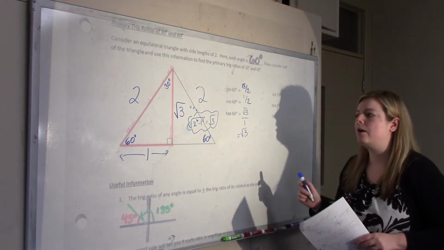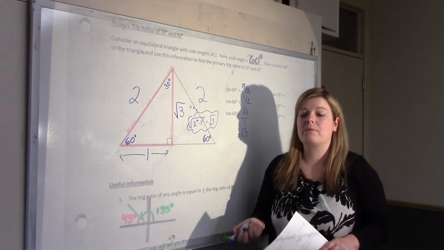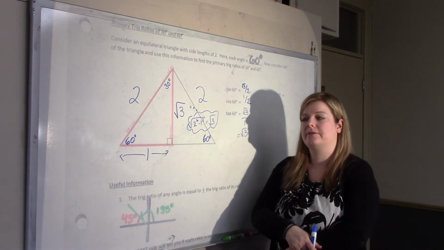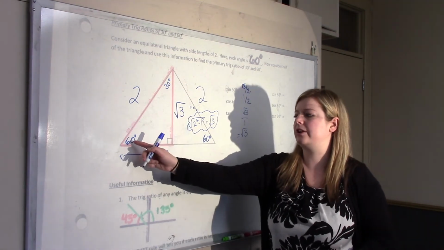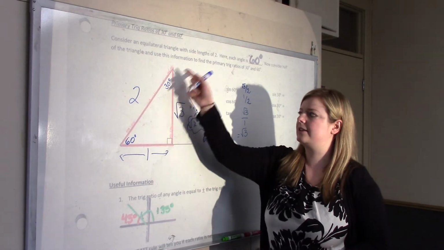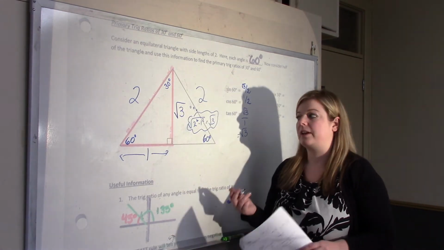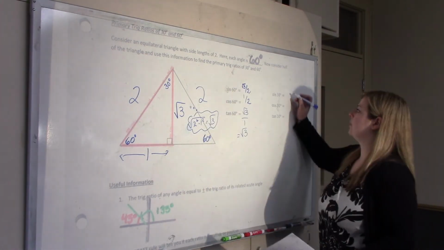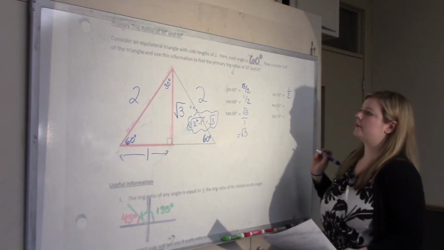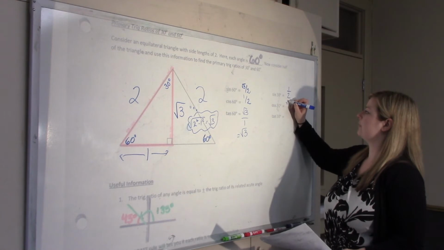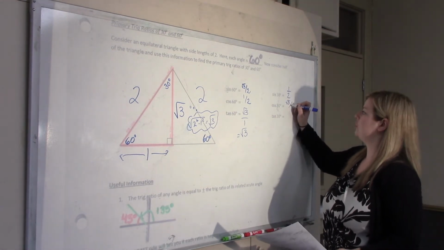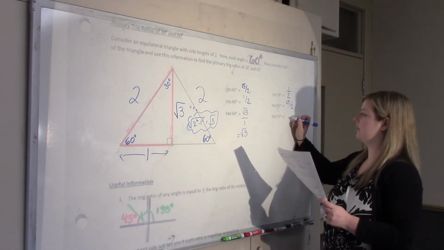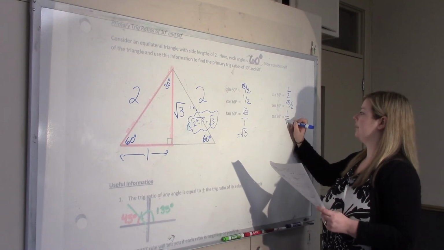Okay, so no matter how long these sides are, that will always be the ratio of the sides. So if this is 60 degrees, this side to this side will always be a 1 to 2 ratio. That's what that's saying. So the sine of 30 degrees then is 1 over 2. The cos of 30 degrees is root 3 over 2. And the tangent of 30 degrees is 1 over root 3.